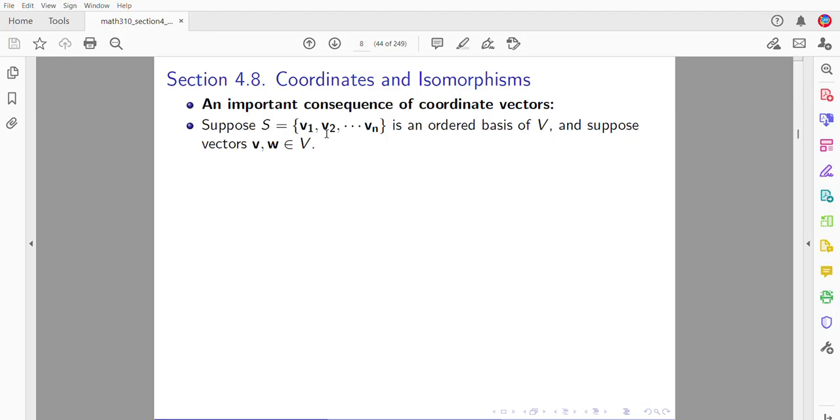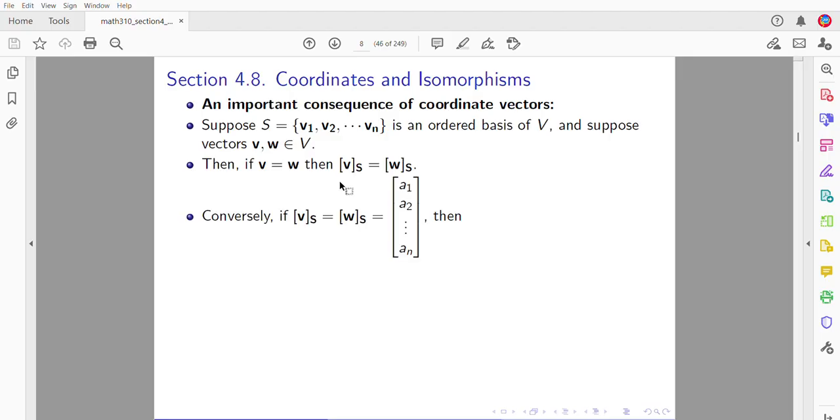suppose S is v1 through vn, an ordered basis of V. Suppose you take any two vectors v and w. If v is equal to w, that is, you have the same vector repeated, then its coordinate vectors are equal. On the other hand, if the coordinate vectors are equal, then v is a1 v1 plus a2 v2 plus an vn, which is also w, because w has the same coordinate vectors. So w's expression would be the same as v's expression, so they are actually equal vectors.